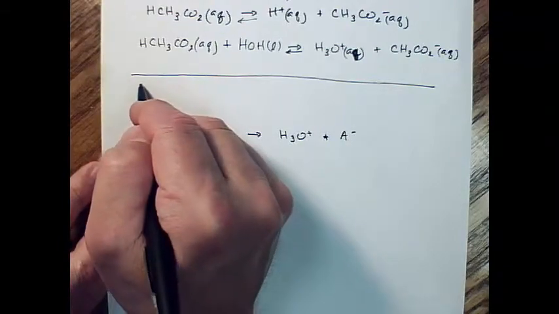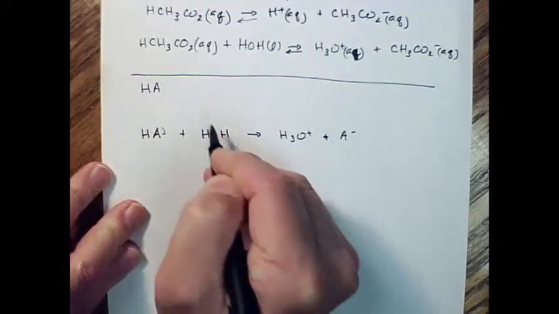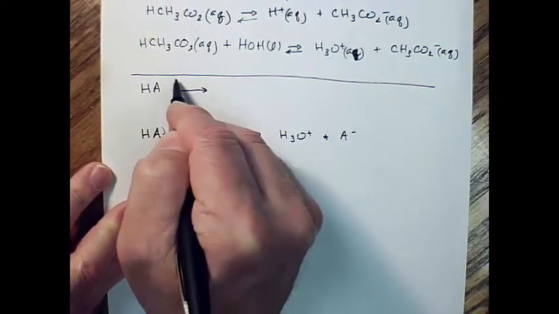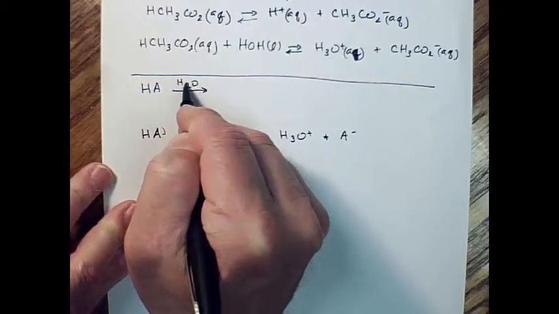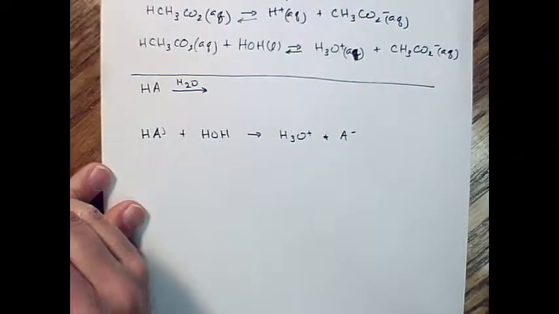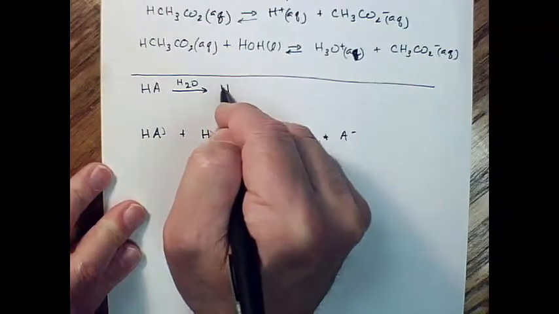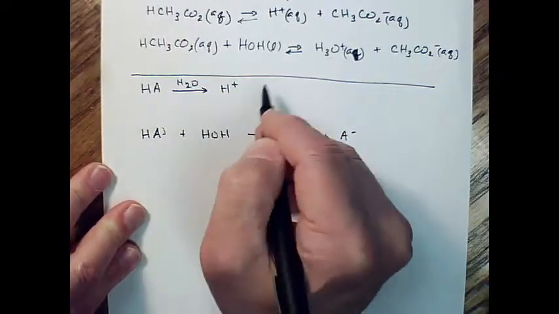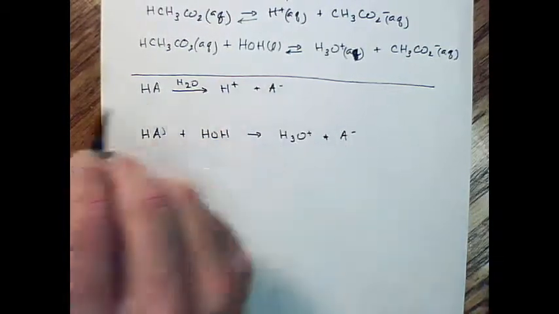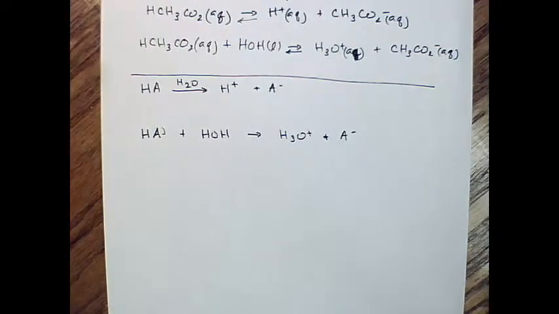If we were doing the Arrhenius theory of acids and bases, we wouldn't have water as part of the formula. We might put it as part of the arrow just to show that this is taking place in water. And so what we're forming then in the Arrhenius theory is hydrogen ions, and we still have that anion.